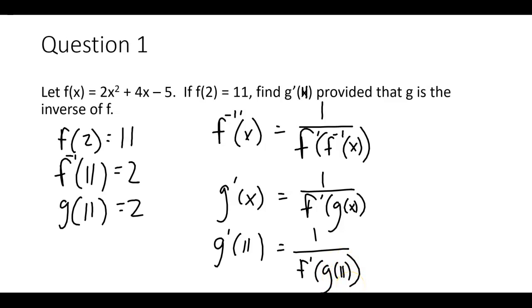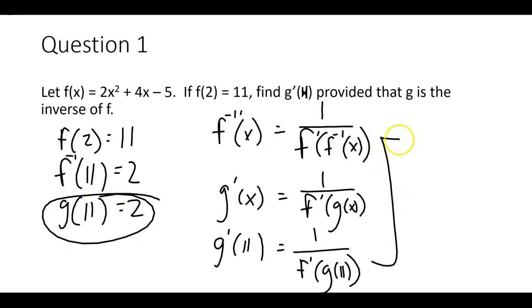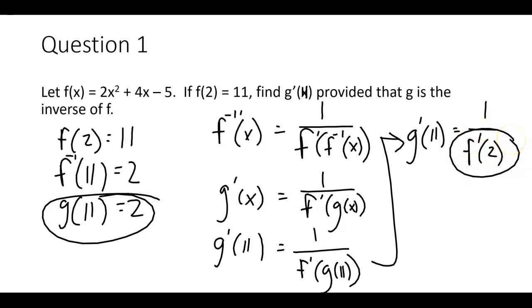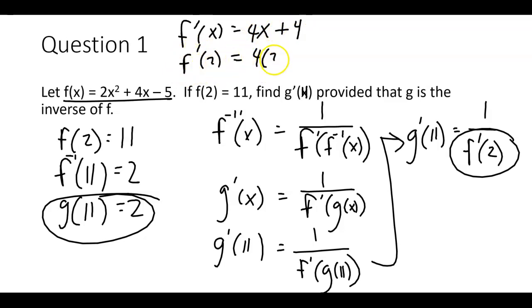All right. So now let's find g of 11. Well, we see here that g of 11 is 2. And so now we just need to find the derivative of f at 2. So we're going to find the derivative of this function here, which is 4x plus 4. And then we're going to go ahead and plug in the 2. And we end up with 12. And so g prime of 11 is equal to 1 over 12.